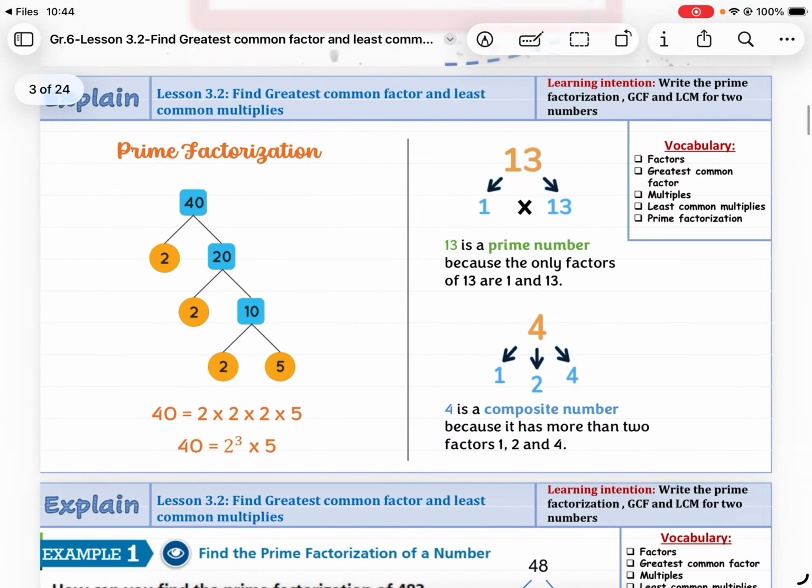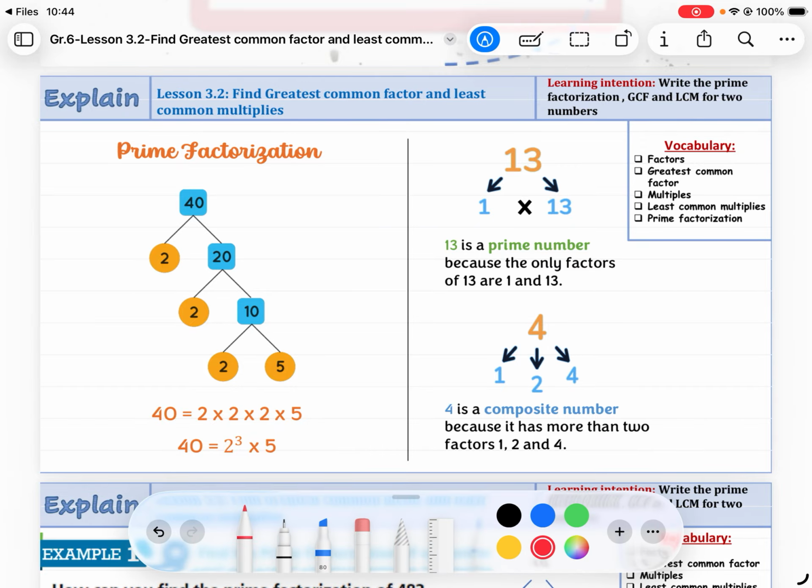Okay, prime factorization, guys, is when you keep on factoring a number until all the factors are prime numbers. Now, prime numbers, you studied it in grade 5, prime numbers and composite numbers. A prime number is a number that has only two factors, one and itself.